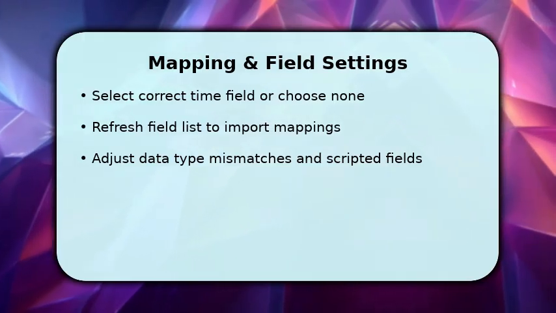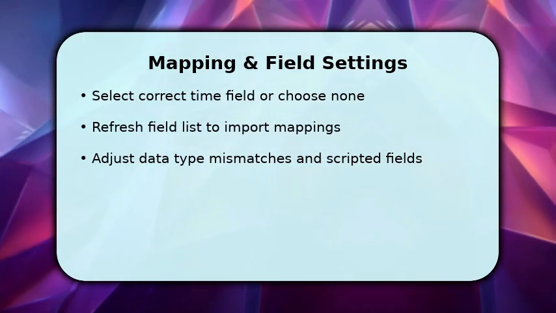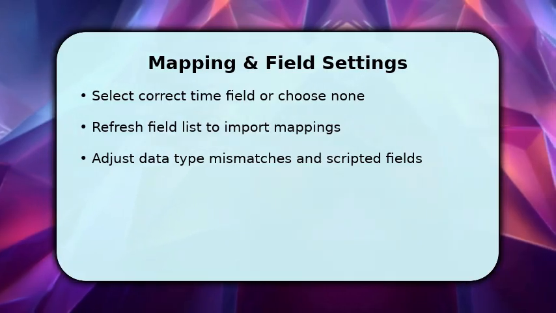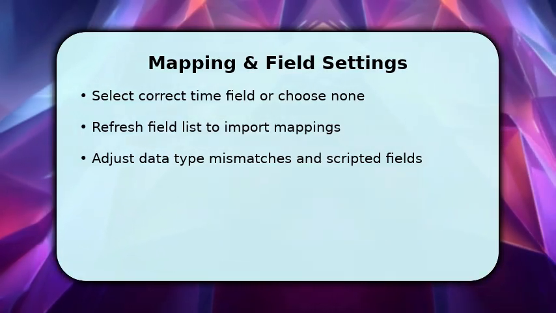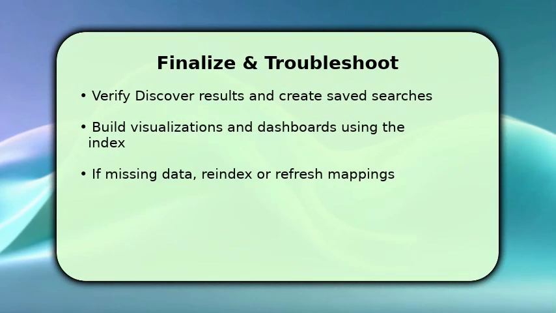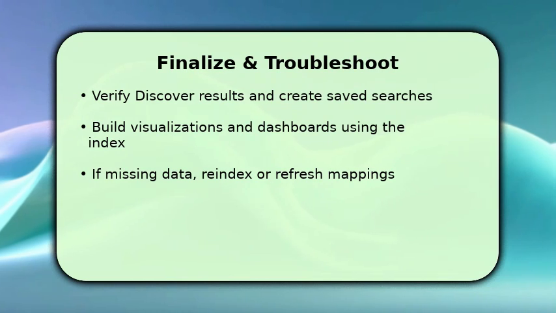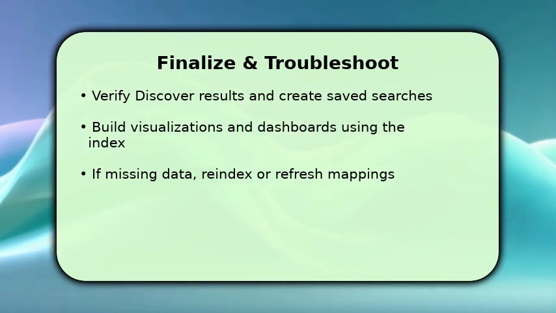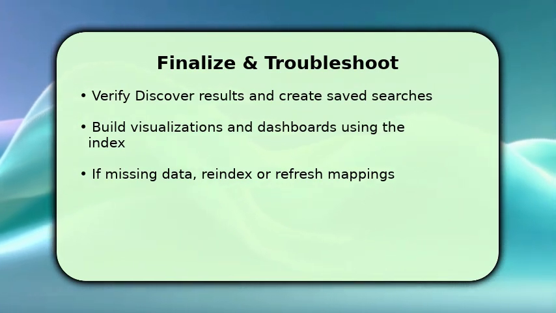Use painless scripts sparingly. Make sure to save changes and preview Discover to confirm searches return expected documents. If performance lags, limit wildcard patterns. Finish by validating. Run queries in Discover, save a search, then build a quick visualization to ensure aggregations work.